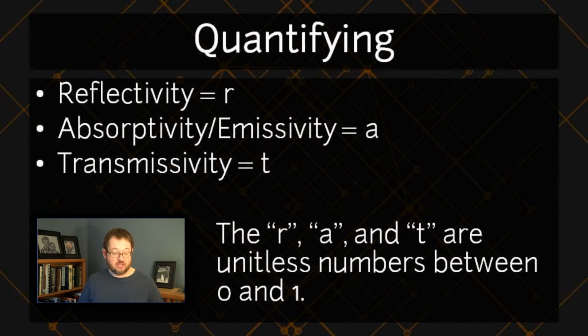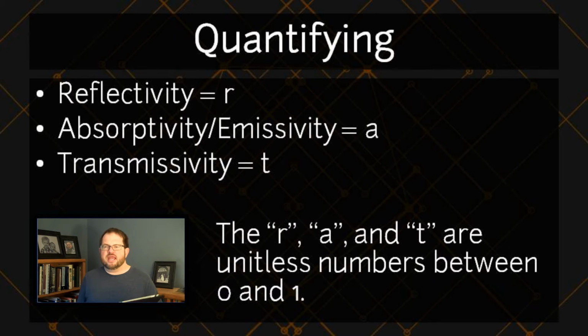Objects have a set of properties called the reflectivity, the absorptivity, and the transmissivity. Those are hard words. Reflectivity is given by the letter R, absorptivity is given by the letter A, and transmissivity is given by the letter T. By the way, absorptivity and emissivity turn out to be the same thing. How good you are at absorbing radiation is exactly the same as how good you are at emitting radiation, which is a curious little bit of physics called Kirchhoff's law, but we won't go there just yet.